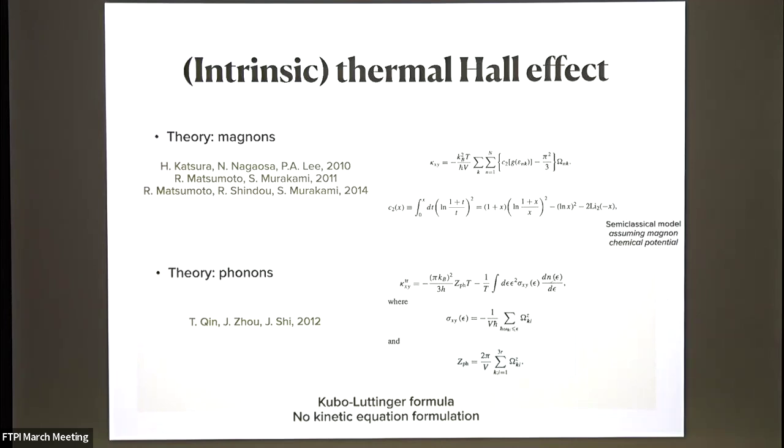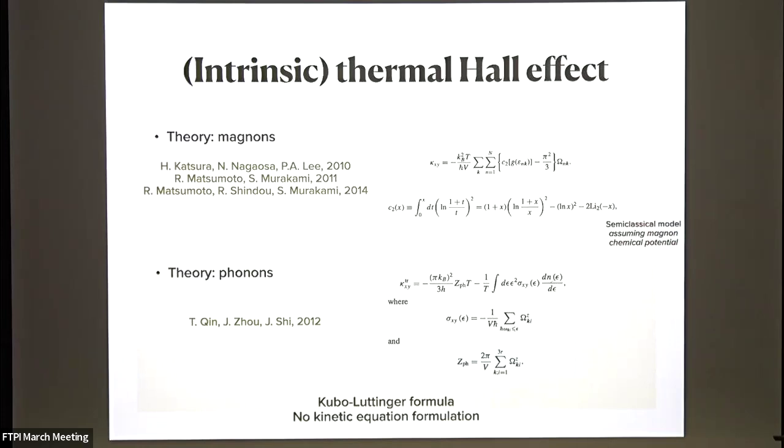There were, in fact, theories. An early theory was by Patrick Lee, but what they missed here was this magnetization current term, which was later corrected in these papers. There was also a theory for phonons, again creating a thermal Hall effect of phonons. There were formulas which might not look obviously alike, but correspond exactly to one another. Again, in this formulation, you see these weird terms which come from having to introduce this magnetization energy and magnetization current.